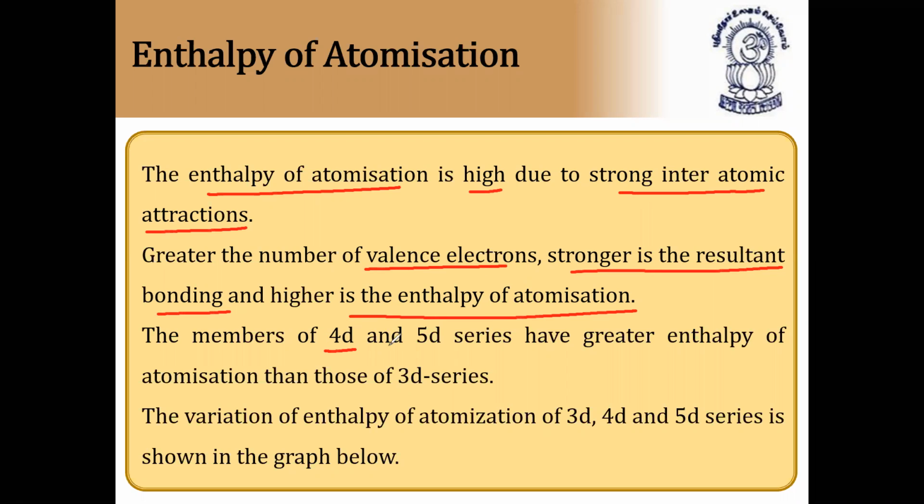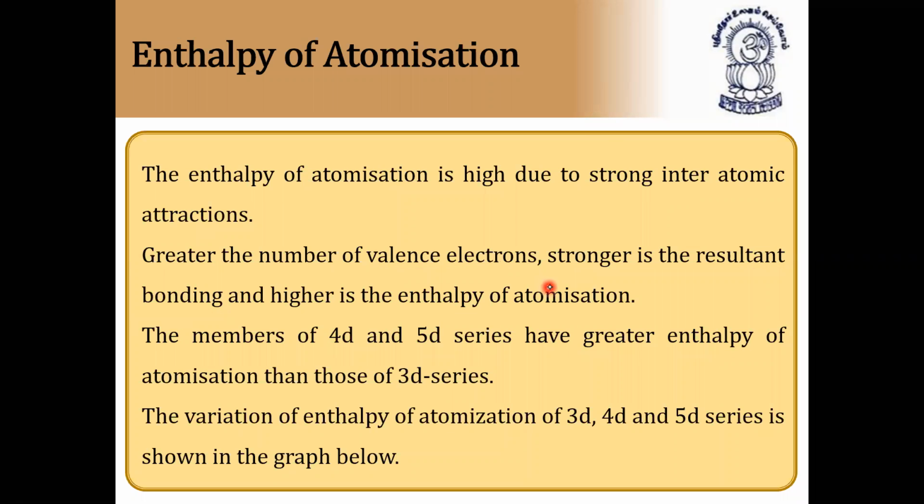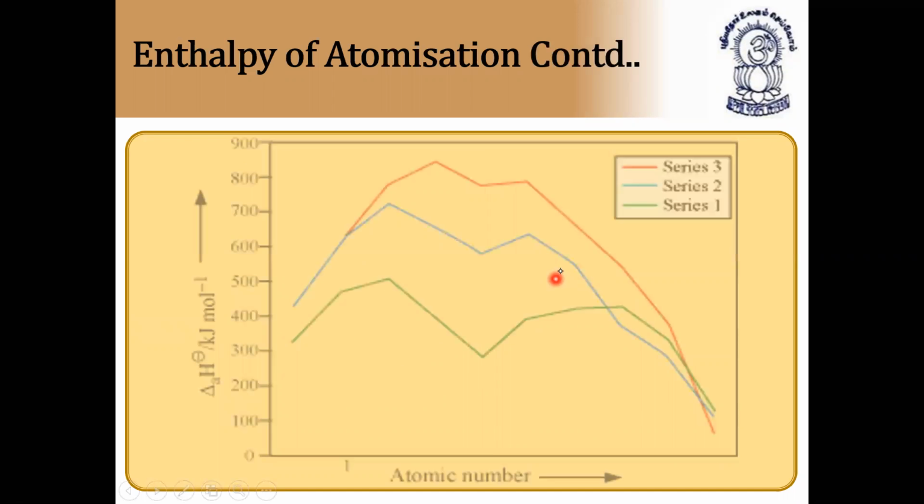The members of the 4D and 5D series have greater enthalpy of atomization than those of the 3D series. So all these are very important. Any point they can ask in the entrance exam. The variation of enthalpy of atomization of the 3D, 4D and 5D series is shown in the graph below. You can see this graph and easily understand. So let us see the graph of the enthalpy of atomization of the 3D, 4D and 5D series.